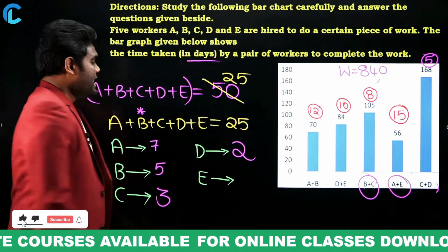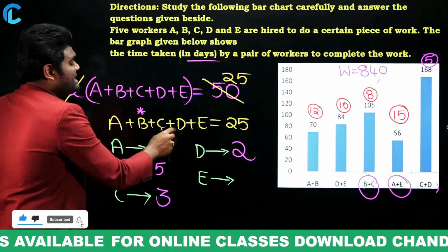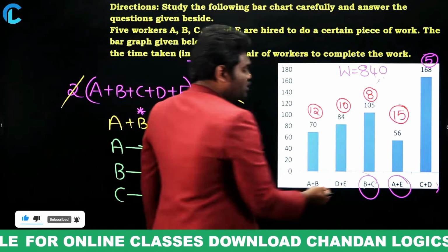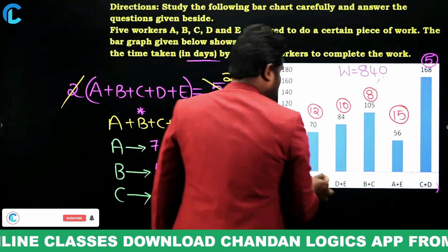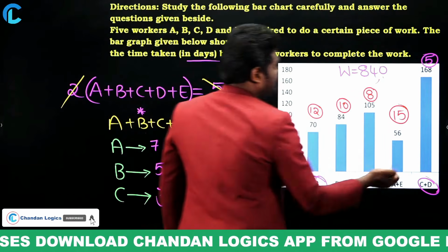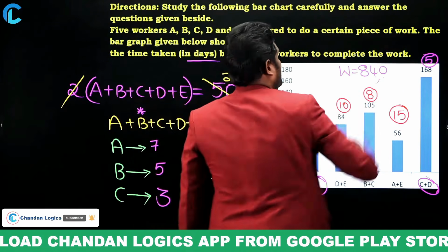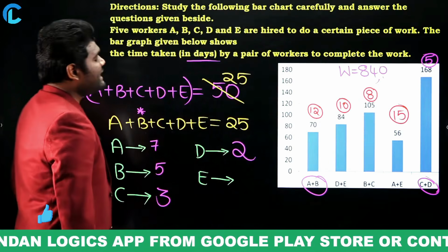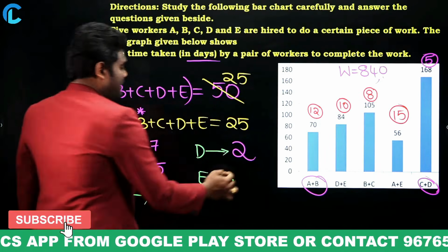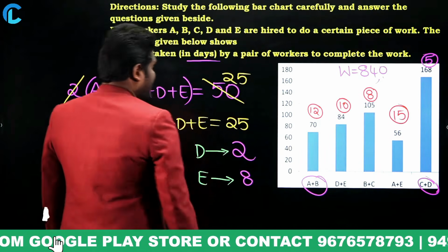Next, I need to know E. If I need to know E, it means A, B, C, D should be subtracted. Look, A, B, C, D: this is A, B, this is C, D. They should be subtracted. 12 plus 5 means 17. From 25, if I subtract 17, then I'm left with how much? 8.